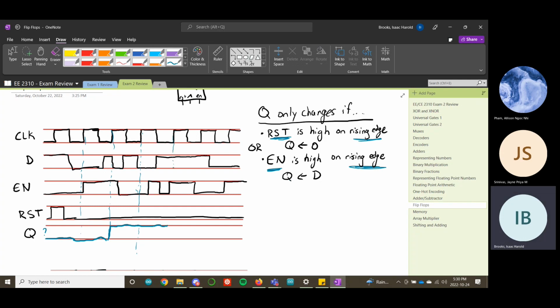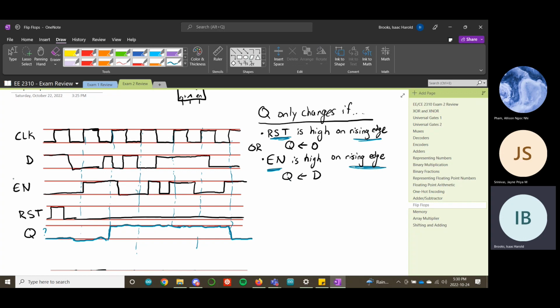Next rising clock edge, our enable is high. So that means our D passes through to Q. Our Q becomes whatever D is at this point, which is a 1. And we already were a 1, so we don't have to worry. Next rising clock edge, our enable is 0, so we don't do anything. And our final rising clock edge, our enable is 1. So that means whatever D is passes through to Q. D is 0 at this spot, so Q goes to 0. So I would say make sure you know how to do these timing diagram questions.